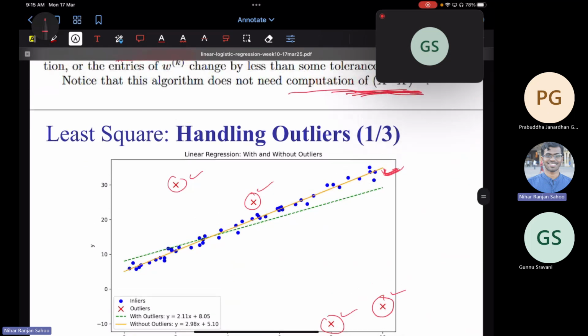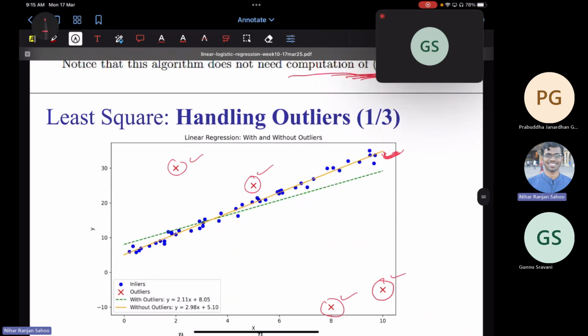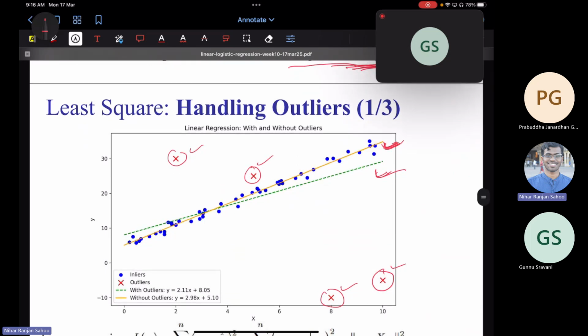But if you employ the ordinary least squares solution without removing these outlier points, you will get this green line, right? All this code I will share with you again. During SVM also, a few people asked me about the code that I showed. I didn't share it intentionally because you have to do your lab. So I will share this after your lab for linear regression and logistic regression is done.